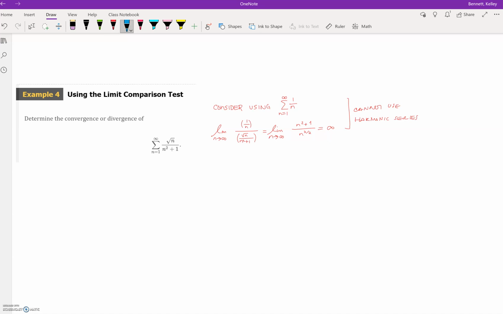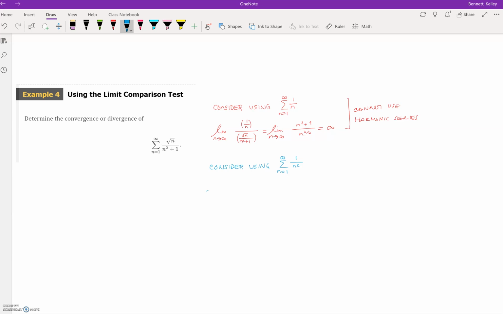So another series we might consider using, and yes, I'm intentionally choosing bad ones just to show you, is the p series with p equals 2, because we have an n squared on the bottom. So we might do something like this, right?